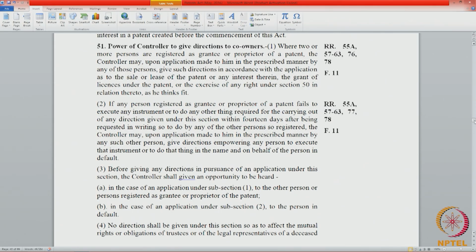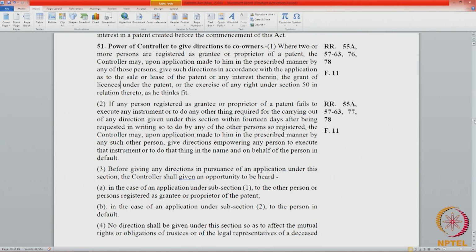51(2). If any person registered as grantee or proprietor of a patent fails to execute any instrument or to do any other thing required for the carrying out of any direction under this section within 14 days after being requested in writing so to do by any of the other persons so registered, the controller may, upon application made to him in the prescribed manner, give directions empowering any person to execute that instrument or to do that thing in the name or on behalf of the person in default.